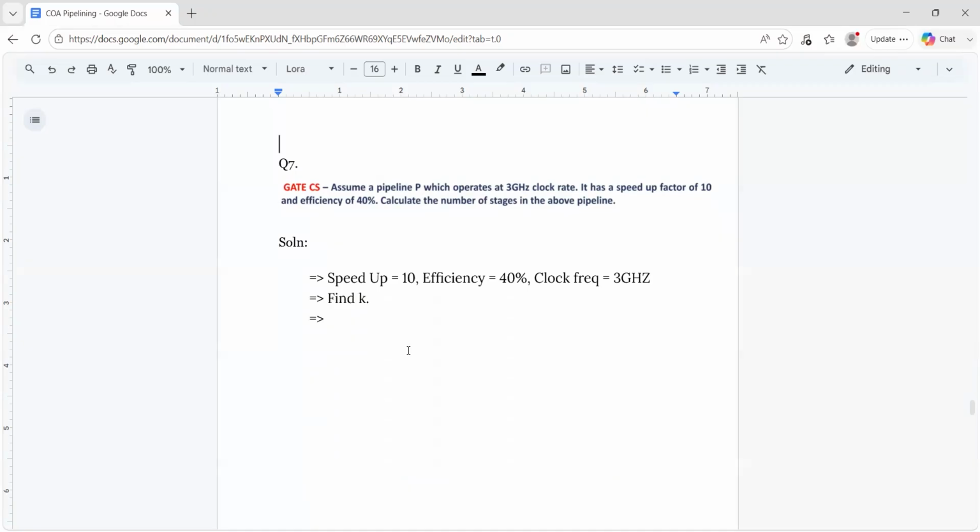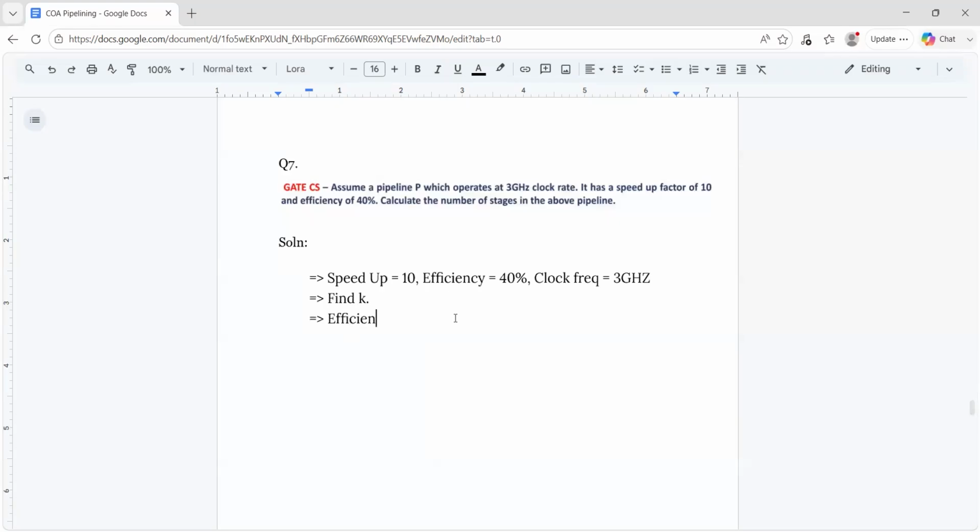Moving on to this question, assume a pipeline P which operates at 3 gigahertz clock rate. It has a speed up factor of 10 and efficiency of 40%. Calculate the number of stages in the above pipeline. So here we have the speed up and efficiency is 40% and the clock frequency is 3 gigahertz. You have to find K.